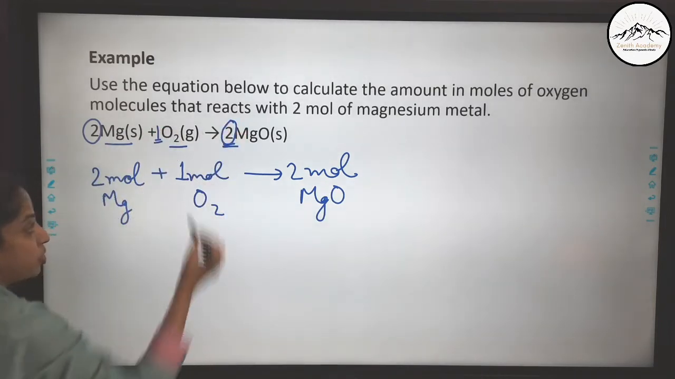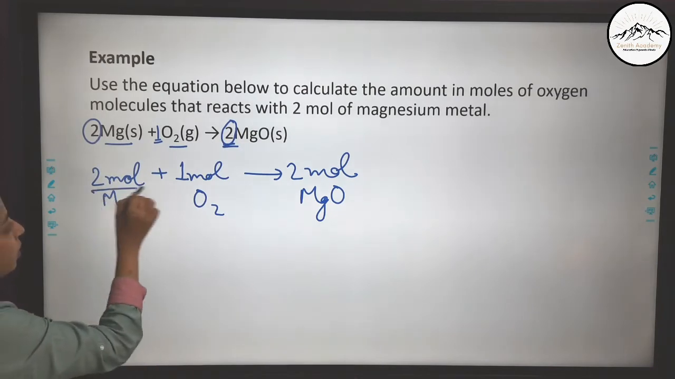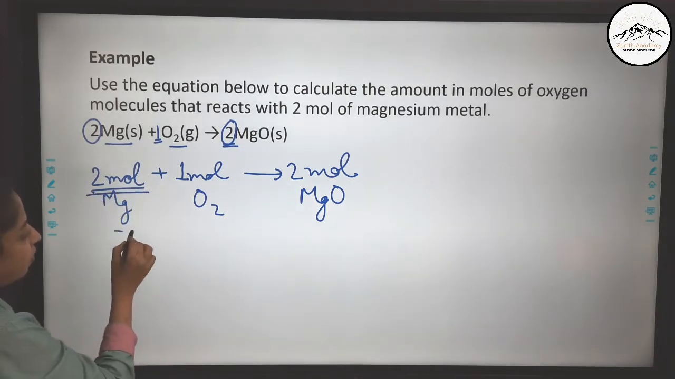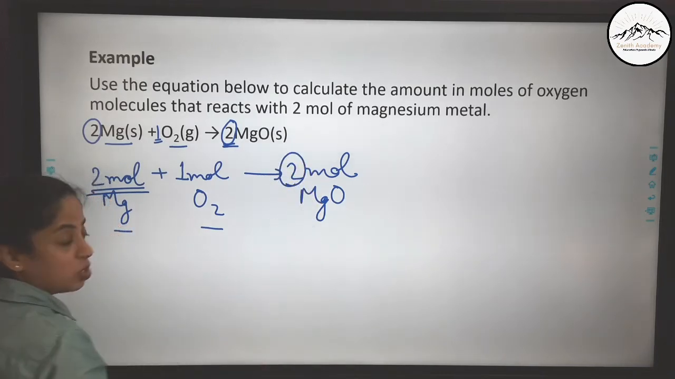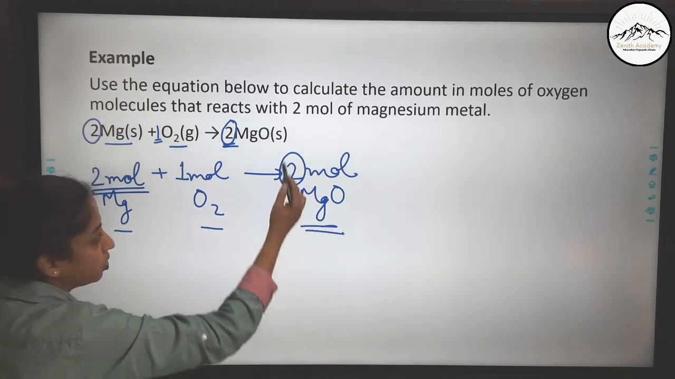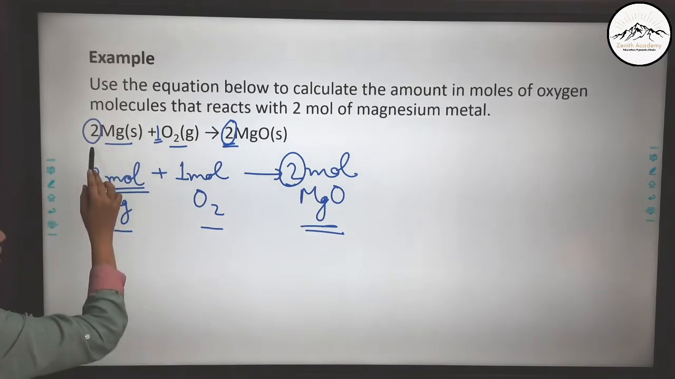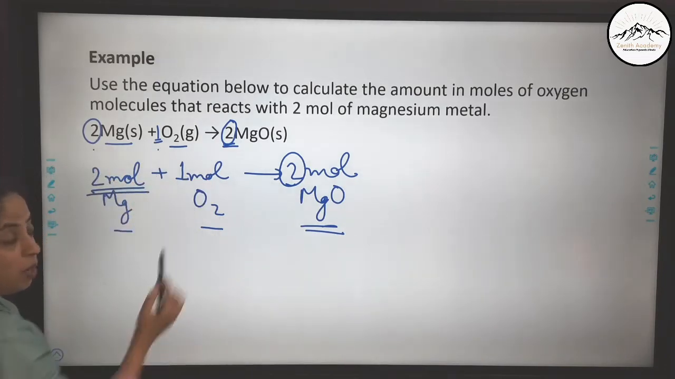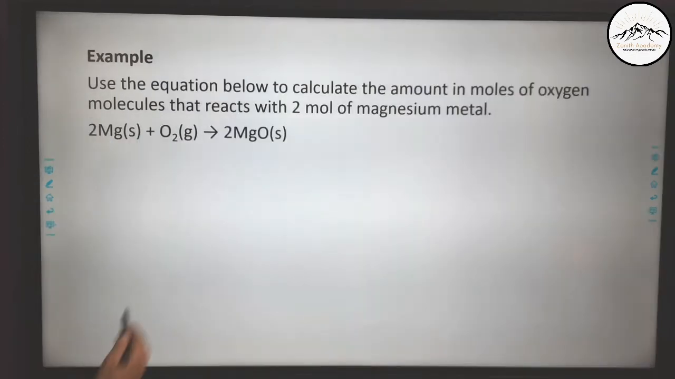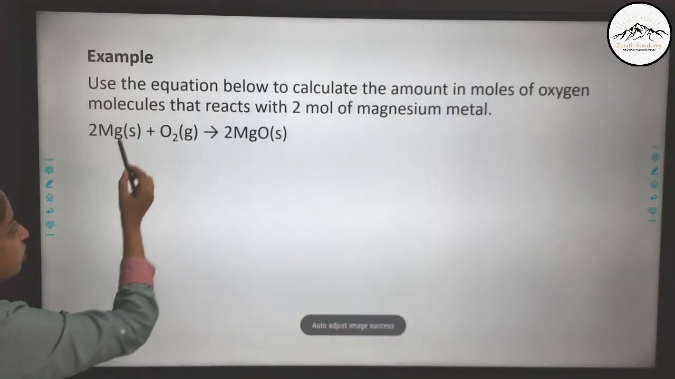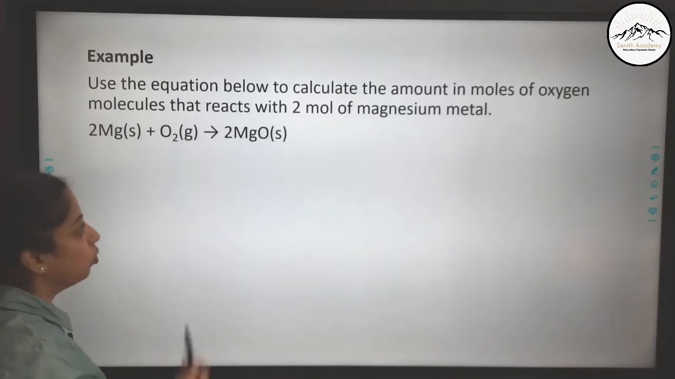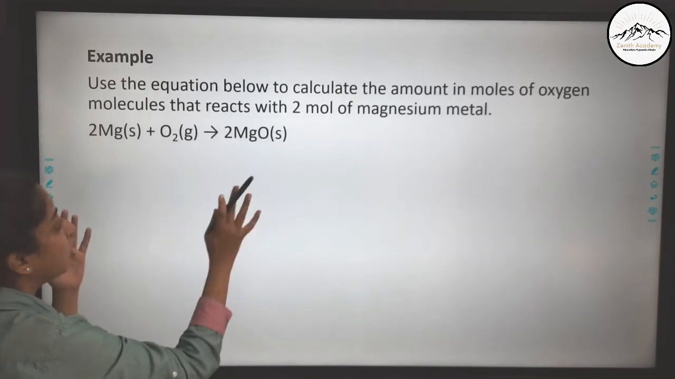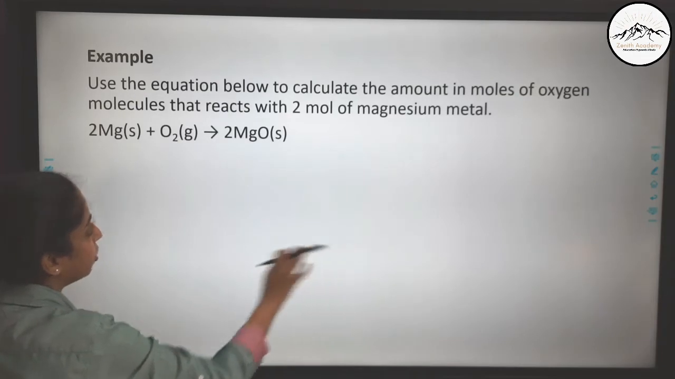So, this coefficient says how many moles of the reactants react to give how many moles of product. So, what is the amount of product? So, this coefficient gives you the amount in terms of moles. So, in this question, 2 moles of Mg reacted with 1 mole of oxygen to give you 2 moles of MgO. So, this way we found the amount in terms of moles.